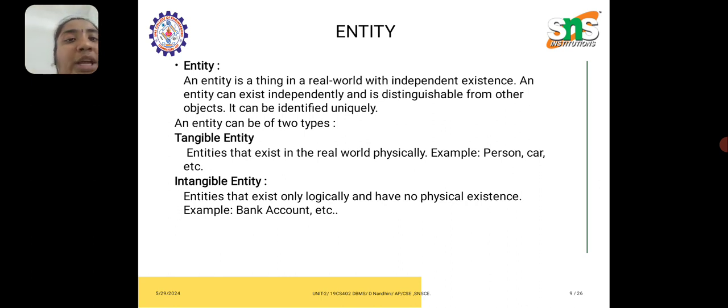What is a tangible entity? An entity that exists physically in the real world is known as a tangible entity. For example, a person, a car, etc. Because a person is driving a car, these are real-world entities. Next one is an intangible entity. An entity that exists only logically and has no physical existence. For example, a bank account. An amount is transferred from one bank to another bank, but it is not in a physical existence in the real world.